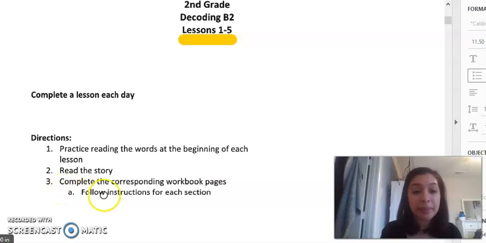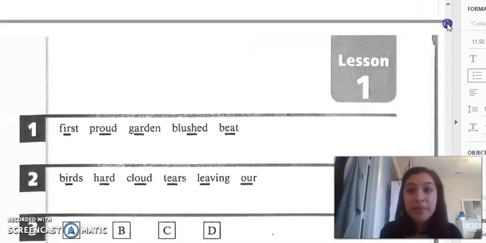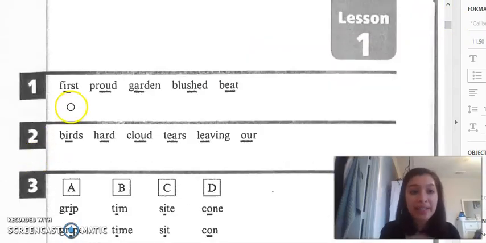Step 3 is complete the corresponding workbook pages. So we're starting with lesson 1. You're going to do the lesson 1 worksheet after you read the story. So pay very close attention to make sure you get each of the questions right. I'm going to go over it with you really quickly, guys.